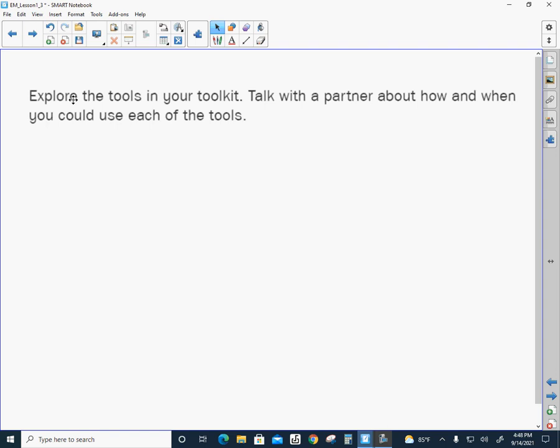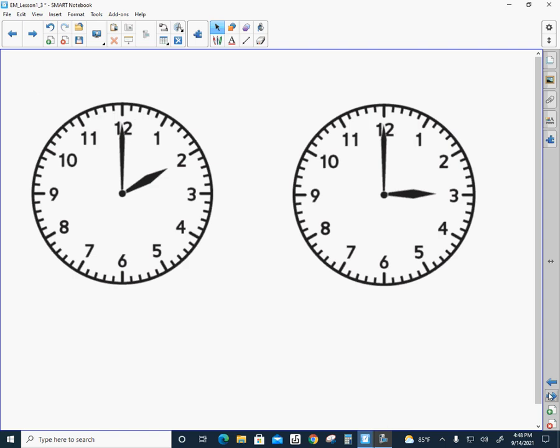So in class, we explored the tools in our toolkit, and we talked with our partners about how and when we would use those tools. Some of the tools we looked at are clocks. Now, you've been telling time since probably first grade, and in second grade you worked on telling time a lot. So now we have little clocks in our classroom that you're able to use when you need them, and you can touch them and move the hands on them.